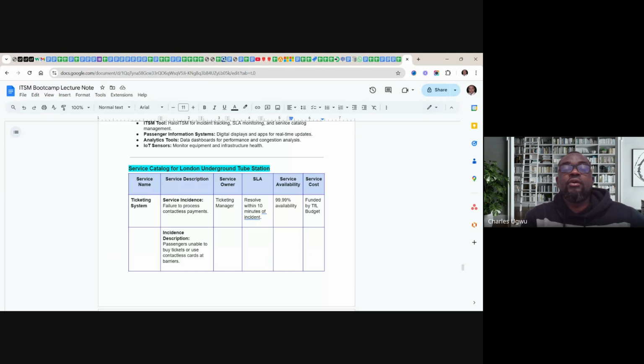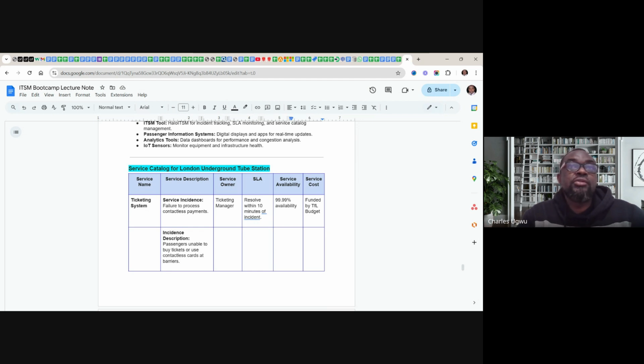This is for railway service, like London Underground Tube Station. They have their own services. The point I'm trying to make is that for a company, you cannot say I've created a service here, then move it from one organization and bring it to another. It means you need to understand the whole concept. Because every service is different, you need to involve stakeholders to understand the services.